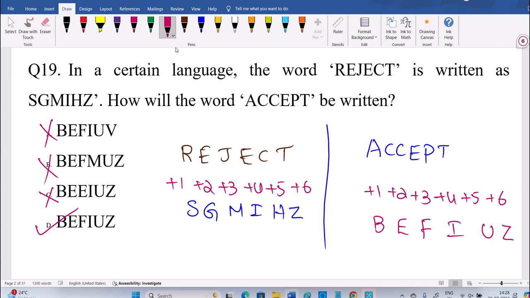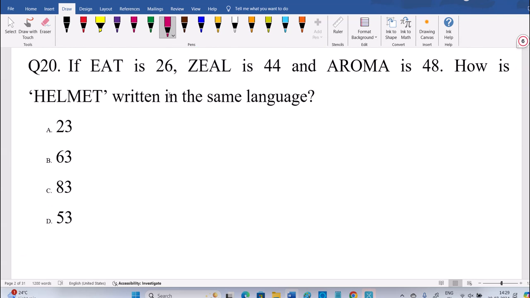Coding and decoding, so recall those topics which you need to focus on. Next one, yeah, ET is given as 26. Everyone knows that 5 plus 1 plus 20 is 26. You can cross check here.